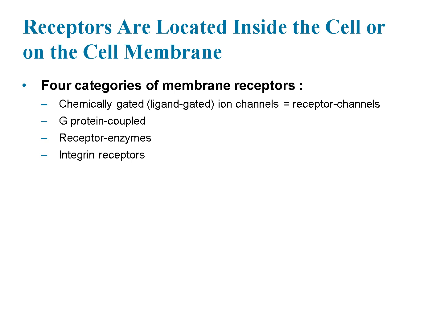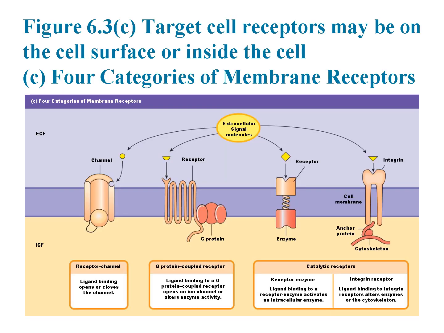Receptor-enzymes is where ligand binding activates enzymes, like tyrosine kinases, that initiate signaling cascades. Integrin receptors connect to the cytoskeleton, regulating cell shape, movement, and attachment. Membrane receptors are crucial for cells to detect and respond to external signals. There are four main categories of membrane receptors, each playing a specific role in signal transduction.